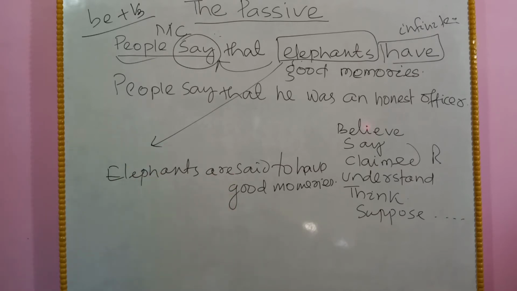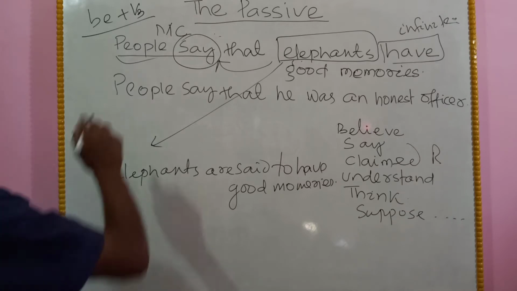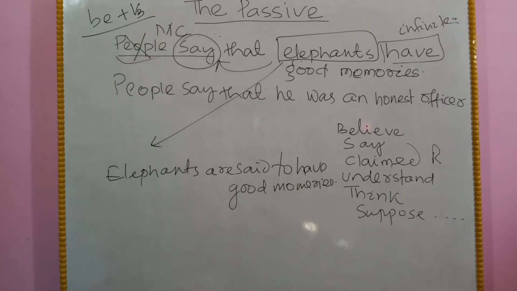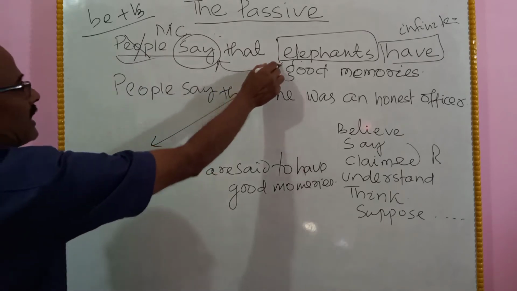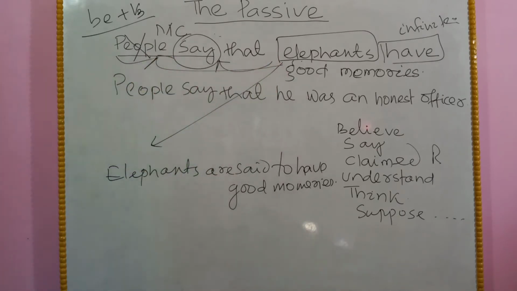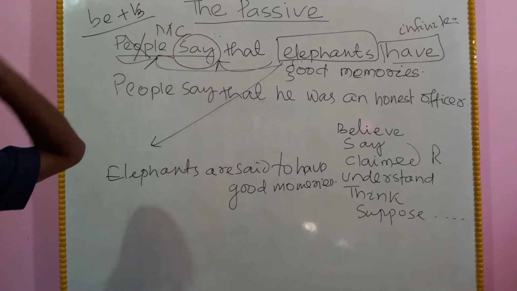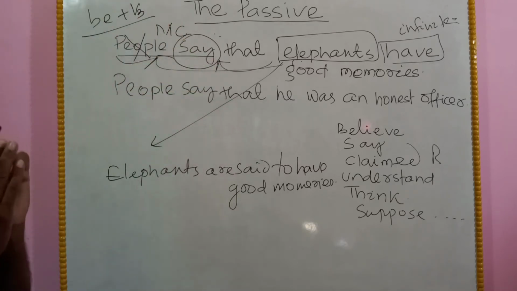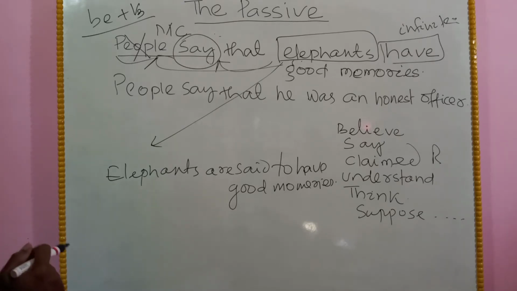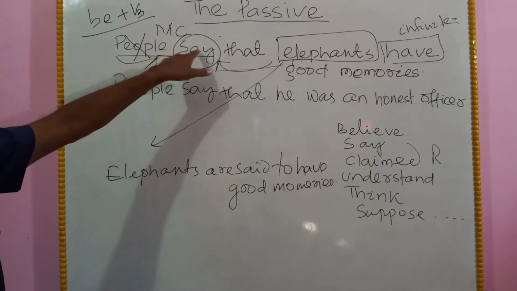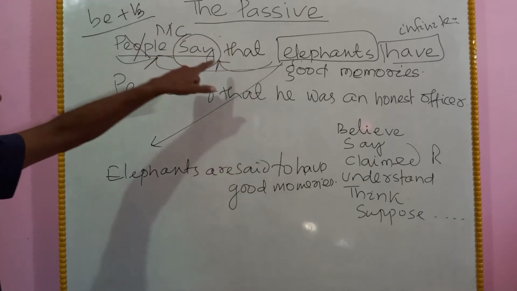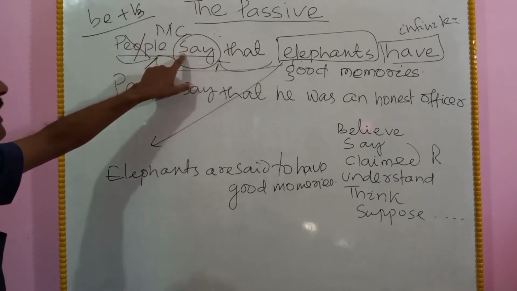Whenever the subordinate clause is changed to passive, "people" is no longer written; in place of people, "elephants" comes, and according to the general rule, elephants are said. What is the general rule? The primary rule of the passive: elephants are said.